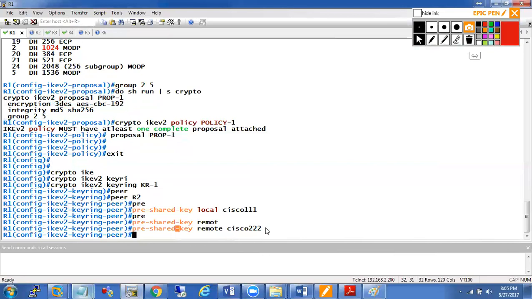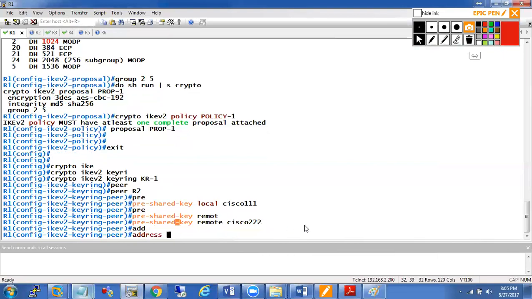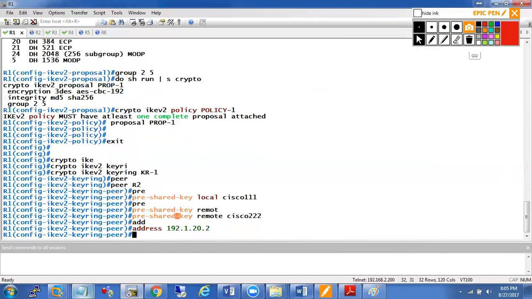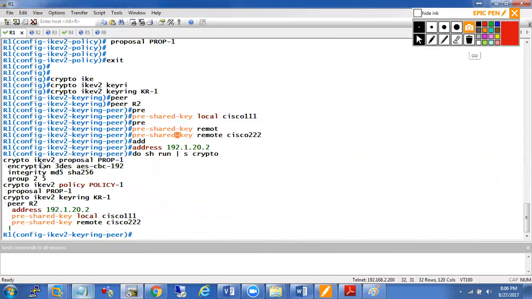But for whom? Peer R2 is just a name, locally significant. What really needs to be set up over here is the address. So I'll say 20.2. So this is the pre-shared key, local and remote for 20.2. Good so far? Show run section crypto. If you take a look at it, this is your keyring concept.